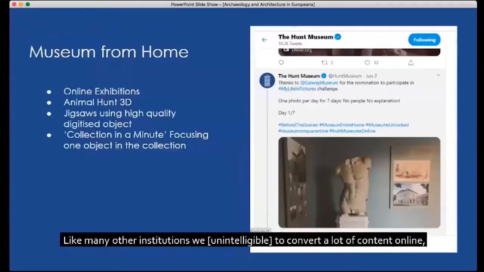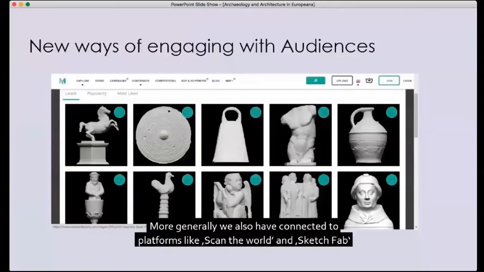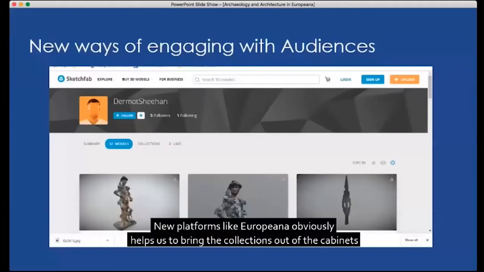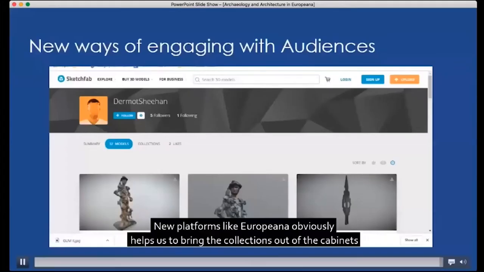So like many other institutions, we geared up to convert a lot of our content online. We created new content and a lot of this leaned heavily on our digitized collections. More generally, we also have connected to platforms like Scan the World and Sketchfab, which we believe broaden the reach of the collection. And platforms like these and Europeana obviously helps us to bring the collections out of the cabinet.